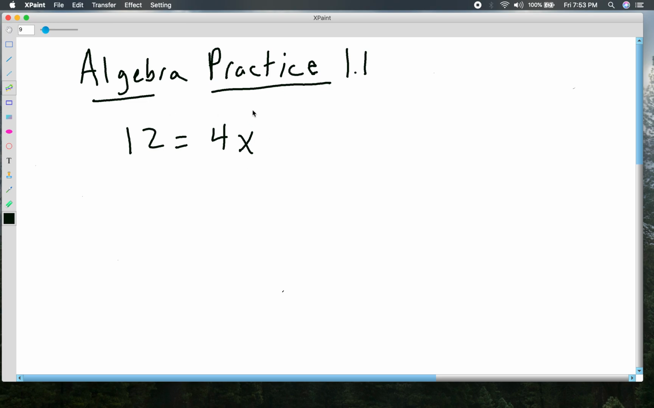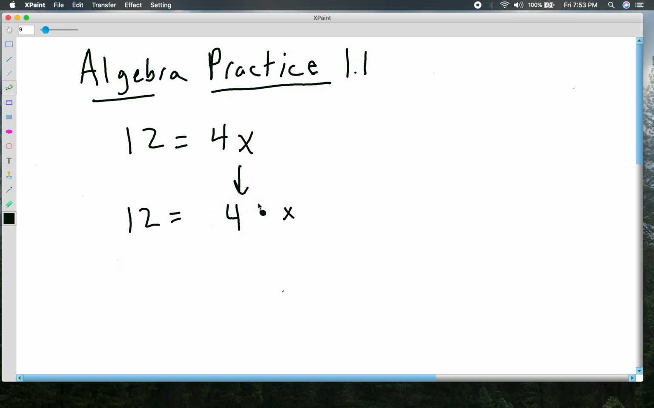What does this mean? Well, oftentimes people see this and they don't know exactly what this means here. 4x literally is the same as saying 4 times x. But there's another multiplication symbol that I like to use instead, and that is just a little dot here like this. This is also a multiplication symbol. So 4x is literally 4 times x. So 12 equals 4 times x.